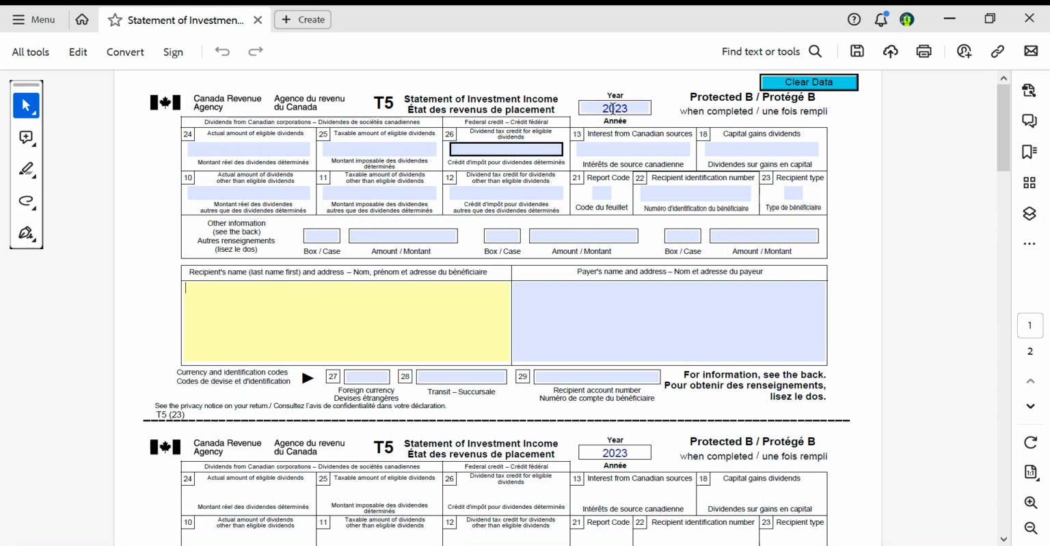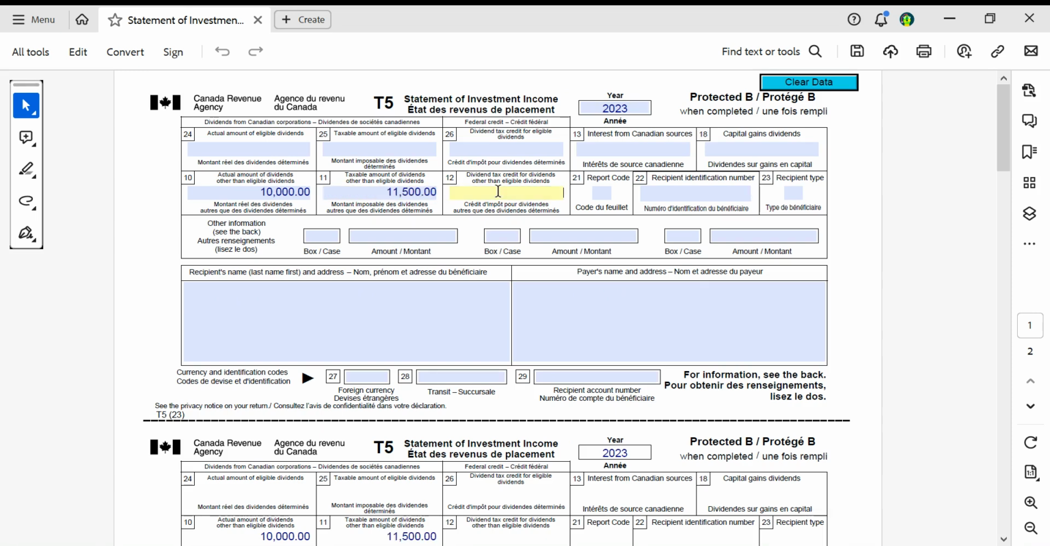So here, I'm going to put the year in 2023, and then I'm going to pay myself other than eligible dividends. And every year you have to double check on what the gross up rate is. 2023, it's 15%. So I'm going to put $10,000 here as my actual amount of dividends that I received, which would be the cash that I received or took out of the company. And the dividend gross up is going to be 15%, like I said.